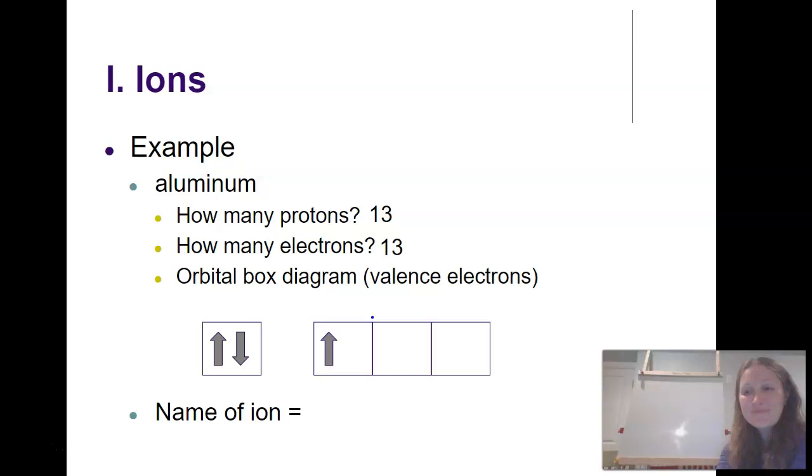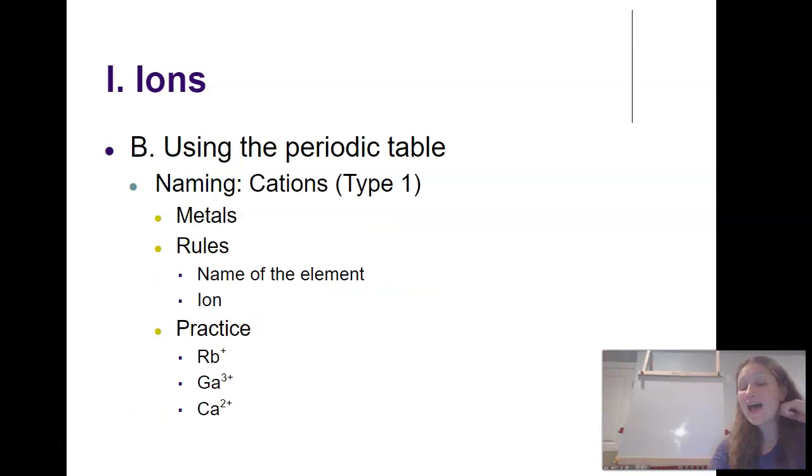Which one is easier? So we're going to lose our 3, and we're going to make a 3 plus charge because we're losing all 3 of our valence electrons. And because it's a positive, it's just going to be the name of the element. So this would be the aluminum ion. Okay. Now we're going to do a little practice. So remember, it's the name of the element plus the word ion. So Rb is in group 1, so it has a 1 plus charge. All that really matters to us right now is it's positive, so we just call it the rubidium ion.